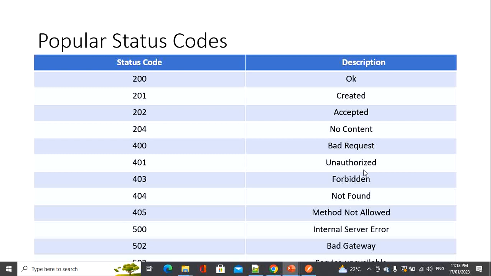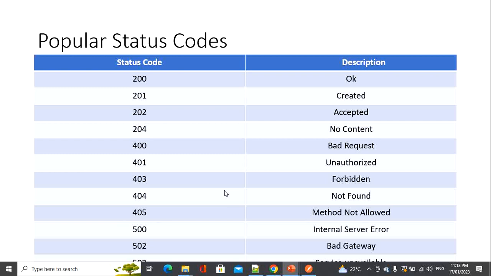So if you pass some wrong username or password, or some authentication code, if you give a wrong authentication code, at that time you will receive this 401 unauthorized. Similarly, 403 forbidden. 403 forbidden in the sense sometimes the server will restrict all the clients from accessing that particular REST service. So at that time it will simply return the status code as 403 forbidden.